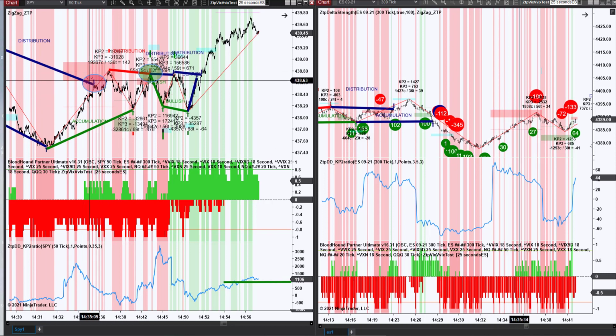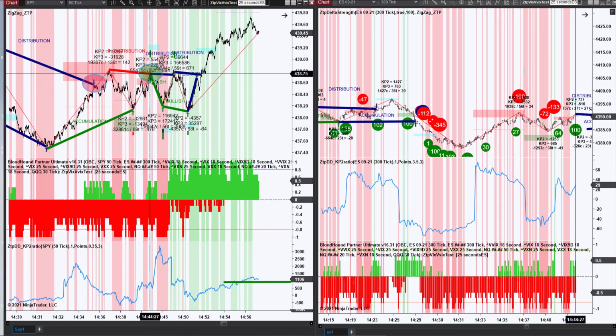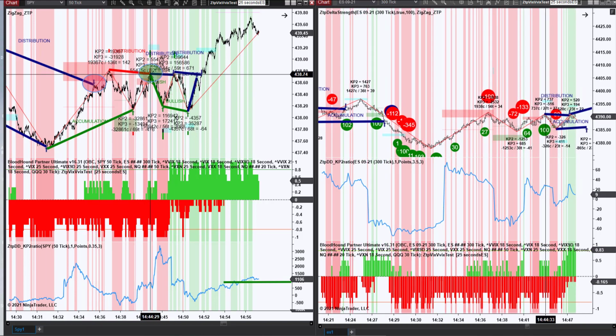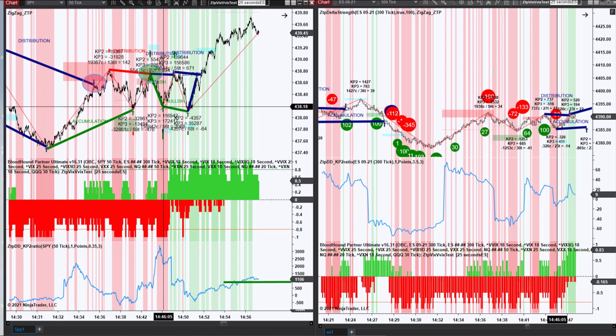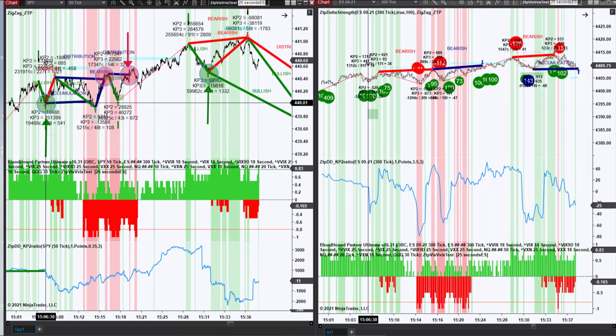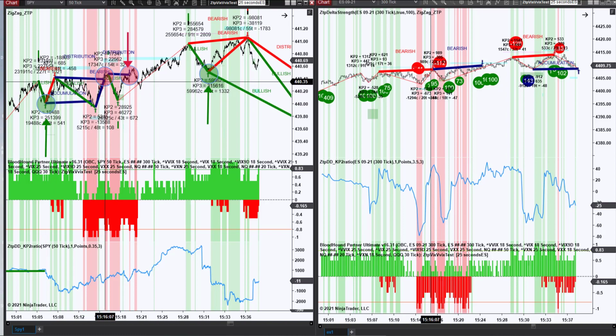However, we are going to call that a loss in our statistics. We then follow that up with a distribution short trade here, good for almost 6 points. Again, down on the lows, we're being given SPY special divergence, warning us we need to get out. We then follow that up with SPY special divergence long.